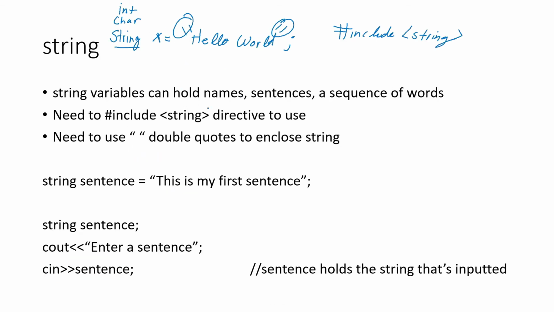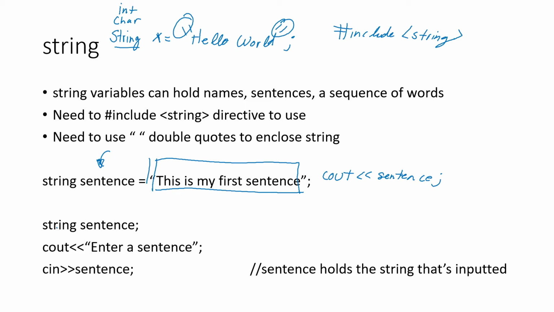And here we use double quotes. So the string sentence, of type string, is going to hold "This is my first sentence." Whenever you want to print out sentence, when you run the program, this is what it's going to print out, not the quotes, of course. It's going to print out, this is my first sentence.